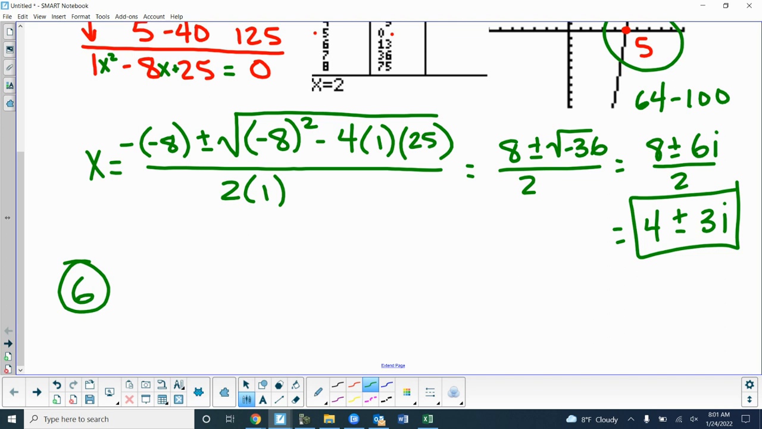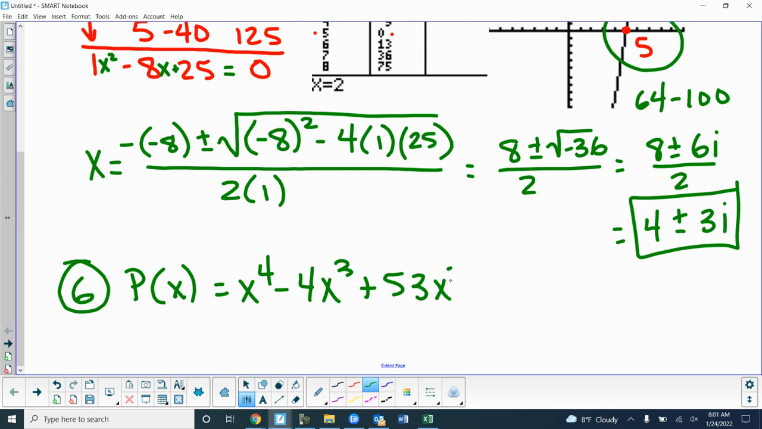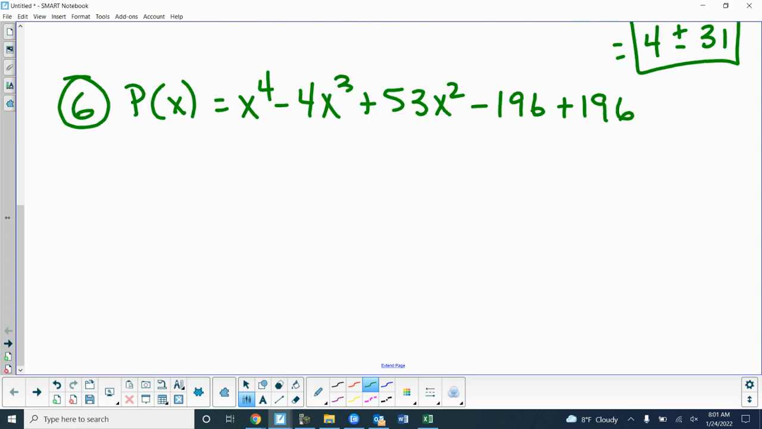All right. Hunter, what was number 6 so I don't have to keep looking? X to the 4 minus 4x cubed plus 53x squared minus 196x plus 196. Thank you. So this one, this one's good. We're expecting how many zeros this time? 4. The exponent of the first one, Joe. Okay? This one here. All right?